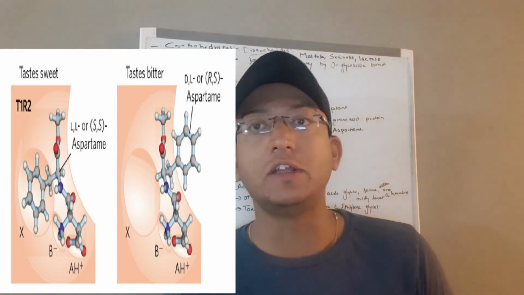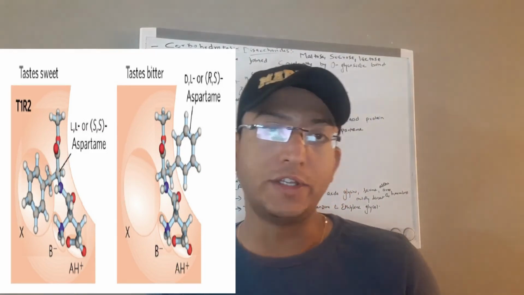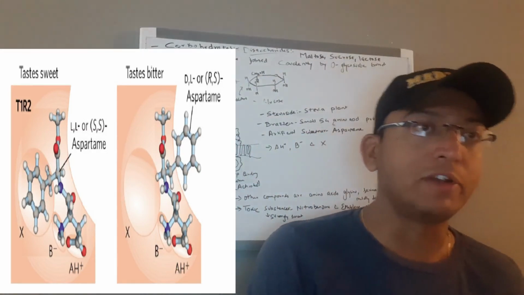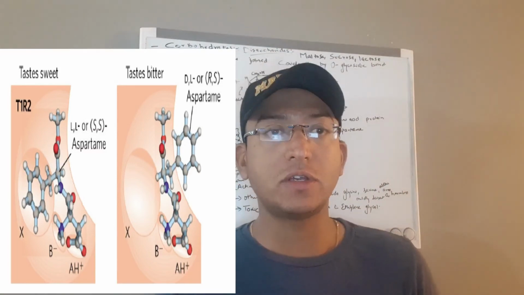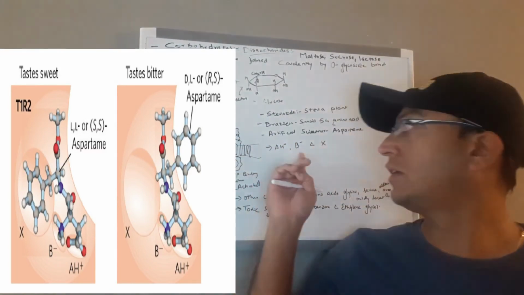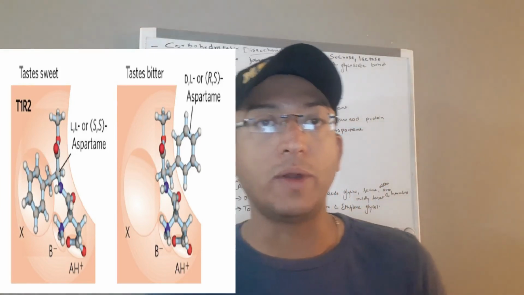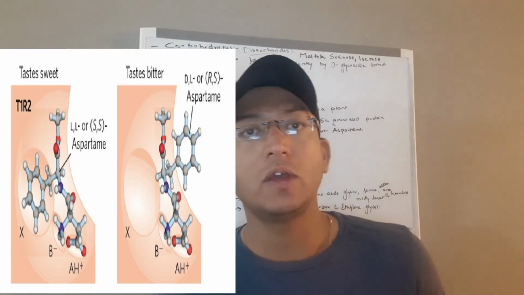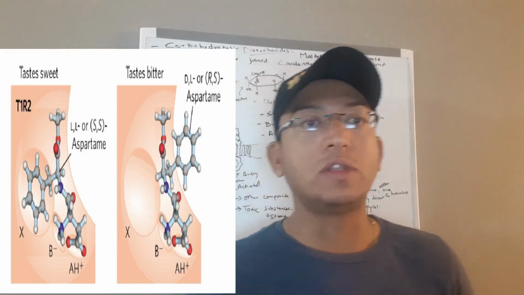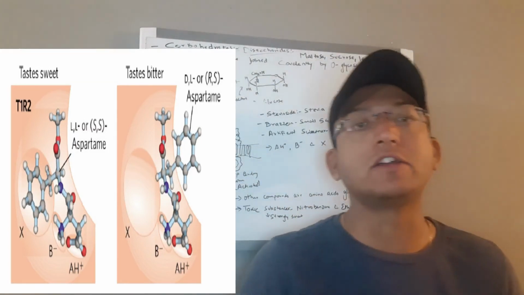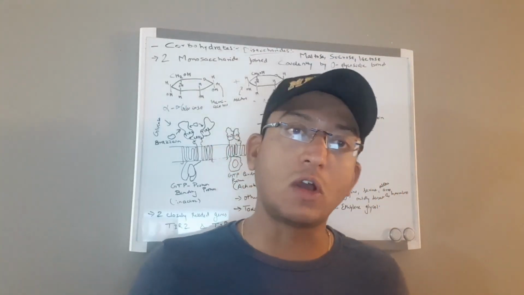And you can see the model that we just discussed. In the lab it tastes sweet, so it can match to these three sites, AH plus, B negative, and X. And on the right you can see the aspartame that cannot match. This is the same compound as a different stereoisomer; there are two isomers of aspartame.